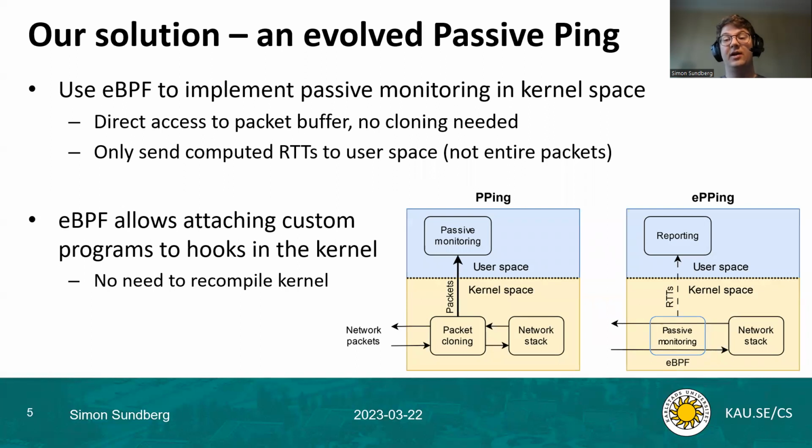So we think pping is a really nice application, but as already mentioned, it has some performance issues due to relying on this packet capturing. So our solution is an evolved passive ping, or ePPing, which takes logic very similar to that of pping, but instead of implementing it in user space and relying on packet capturing, we move it directly into kernel space. And by doing this, we get rid of the need to clone packets and send them up to user space. Instead, we can operate directly on the packet buffer in the network stack. And we only have to send the computed RTTs back to user space.